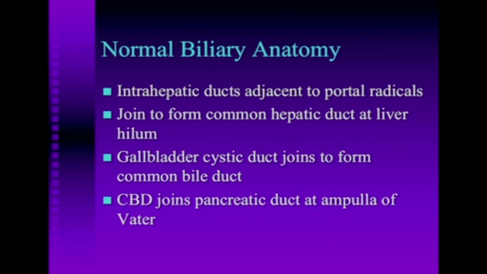ultrasound. For the normal biliary anatomy, the intrahepatic ducts join together to form the portal radicals, which join together to form a common hepatic duct at the liver hilum. A few centimeters beyond that, the gallbladder and its cystic duct join to form the common bile duct, and then the common bile duct joins the pancreatic duct at the ampulla of Vater to join into the duodenum.